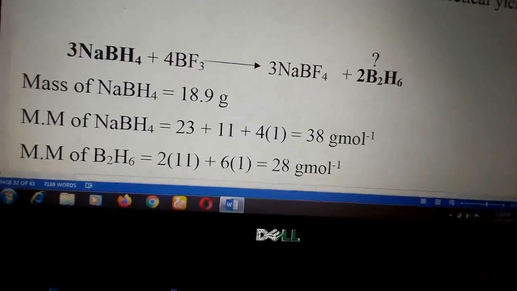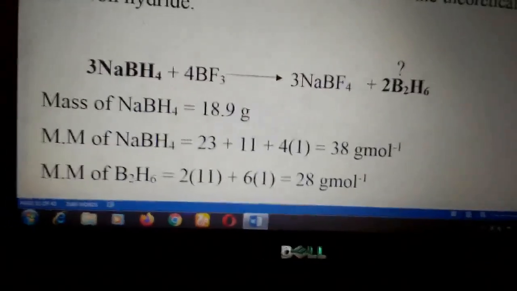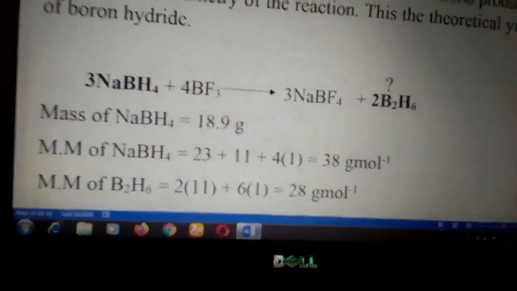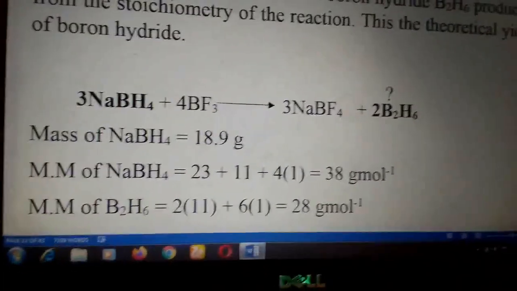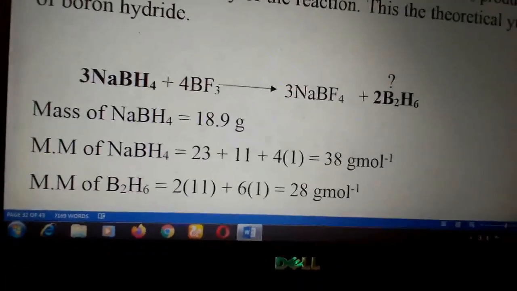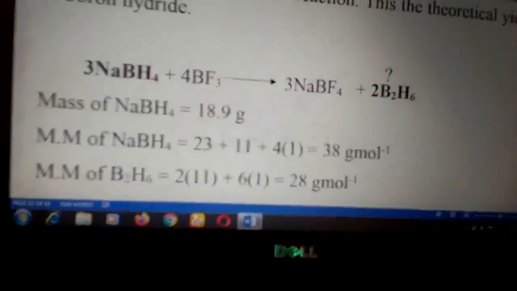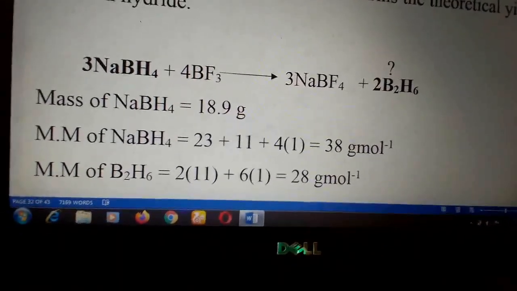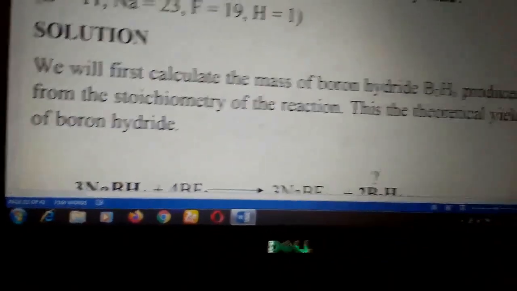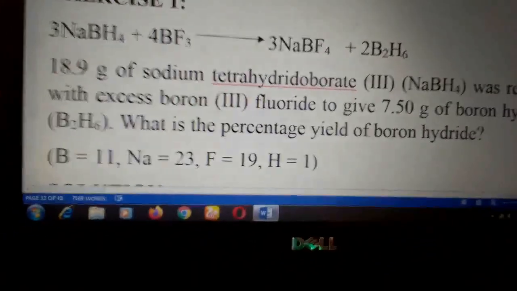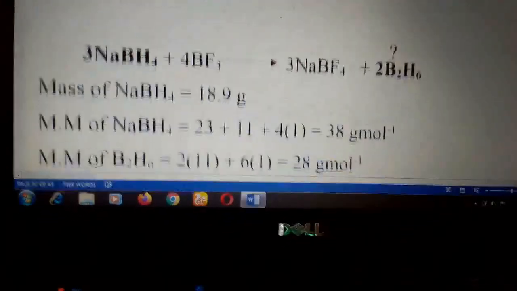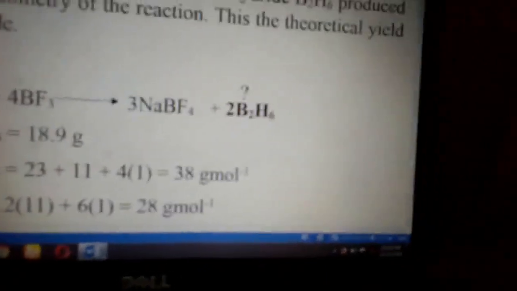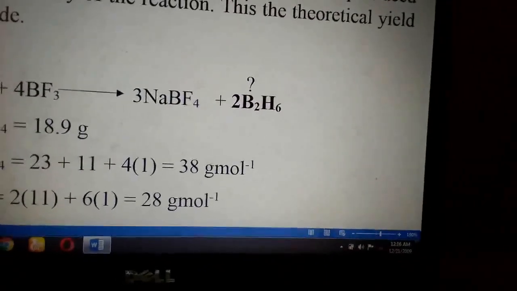If you look at the equation, they gave us the mass of sodium tetrahydroborate, or sodium boron tetrahydride, that is NaBH4. The mass was given to us. If you go to the equation, 18.9 grams. That is why the known substance is made bold. The unknown is boron hydride. It's also made bold and the question mark is on it.